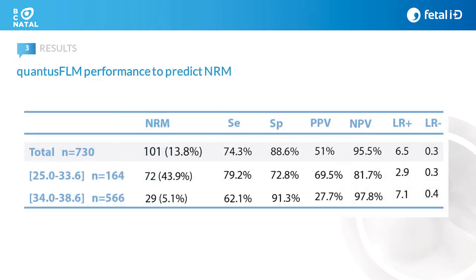To determine the performance of this tool, results of Quantus FLM were compared with the clinical outcome to evaluate the sensitivity, specificity, positive and negative predictive values to predict neonatal respiratory morbidity. Quantus FLM was tested in 2 gestational age ranges, below 34 weeks and at or above 34 weeks.